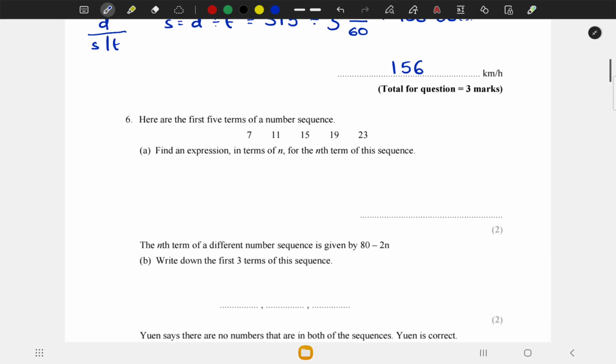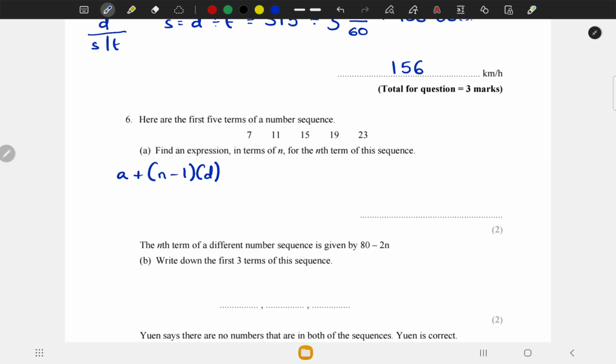Here are the first 5 terms of a number sequence: 7, 11, 15, 19, 23. You're being asked to find an expression in terms of n for the nth term of this sequence. Now there's 2 ways of going about this, and I'm going to show you both the ways. The first way, the most common way that students do know of it, is using the formula method, which is gotten by a plus n minus 1 d, where a refers to the first term of the sequence and d refers to the common difference.